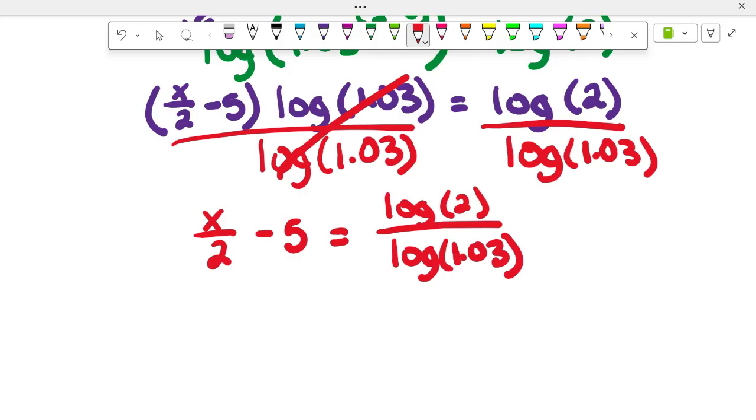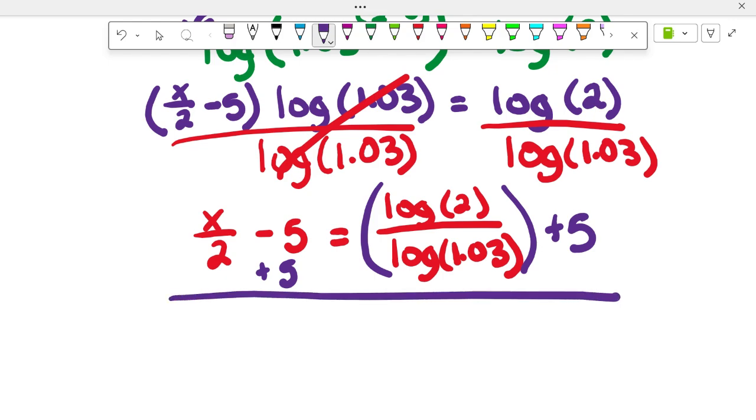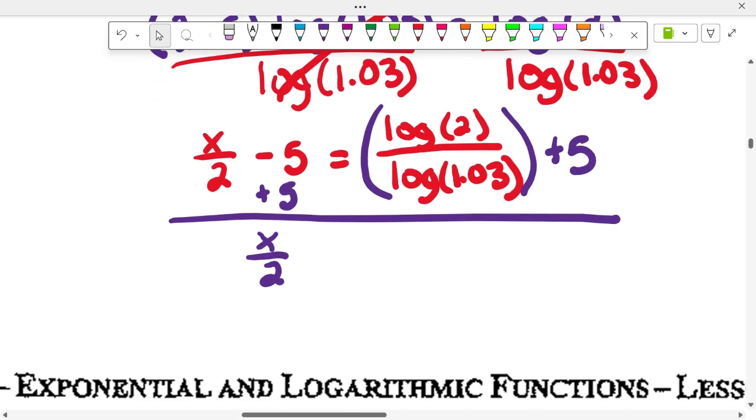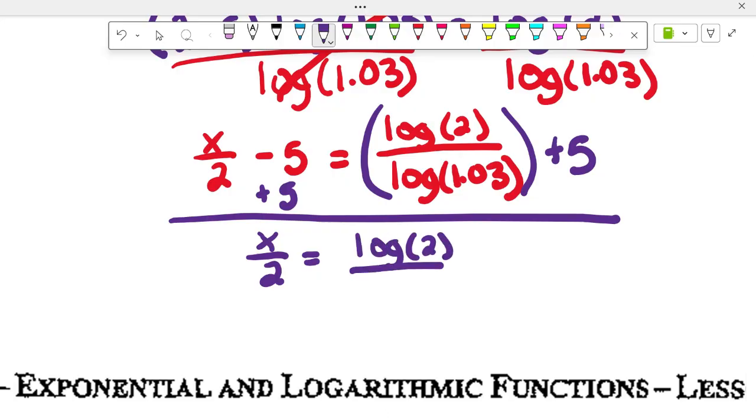All right, now, still not done yet because I got to get the x by itself. So what's my next step for getting the x by itself? Add 5. So I'm going to add 5 to both sides. And make sure you put that whole log over log in parentheses so you know that it stays together. And we're adding 5 to all of it. So this will be x over 2 is equal to log of 2 over log of 1.03 plus 5.